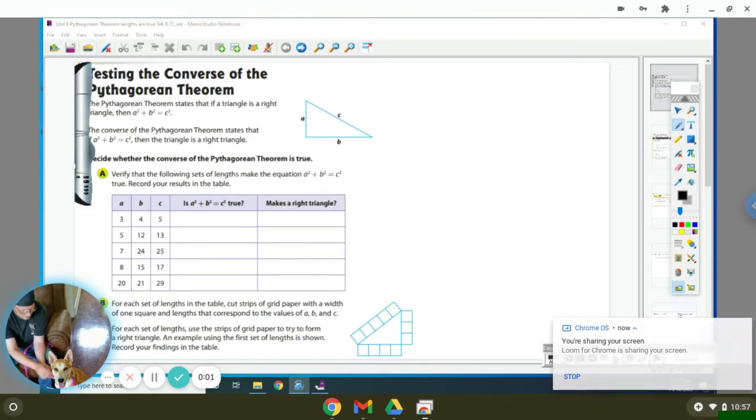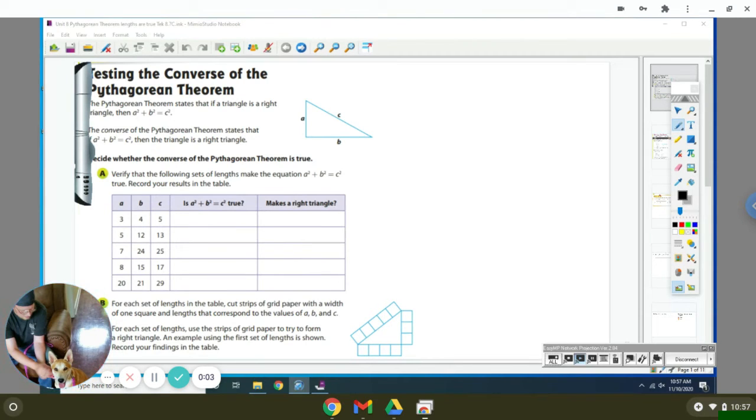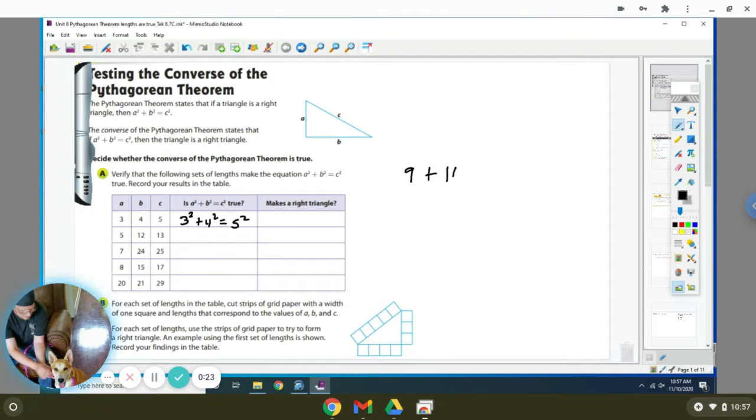Okay, so today what we're going to do is determine if the lengths given of a triangle make up a right triangle by using the Pythagorean theorem. So here we have a 3, 4, 5 triangle. What you're going to do is 3 squared plus 4 squared to see if it equals 5 squared. We already know 3 squared is 9, 4 squared is 16, and 5 squared is 25. So 9 plus 16 is 25. Does 25 equal 25? Yes, so this does.